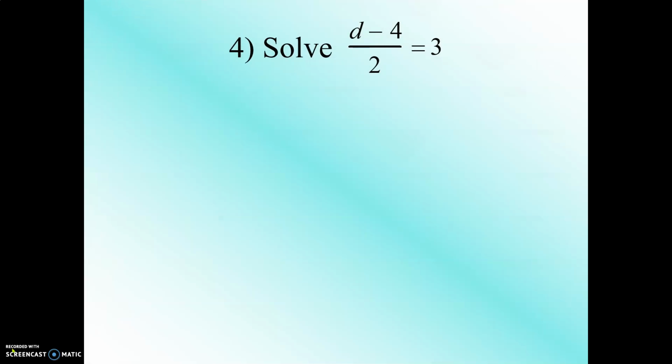Okay. A little different. D minus 4 is in the numerator, divided by 2. 2 is in the denominator. Again, if we make our see-do table, follow those steps. If you knew what D was, you'd minus 4 and then divide by 2. So we're going to go backwards, times 2, then plus 4.